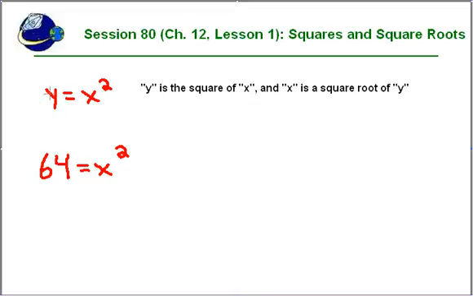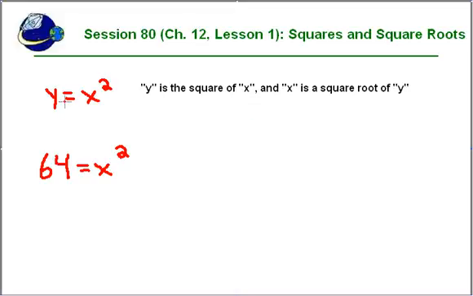Let's say y is 100. 100 equals what number squared? In other words, what number times itself equals 100? Well, 10 does. Therefore, 100 is the square of 10. But likewise, 10 is called a square root of 100.